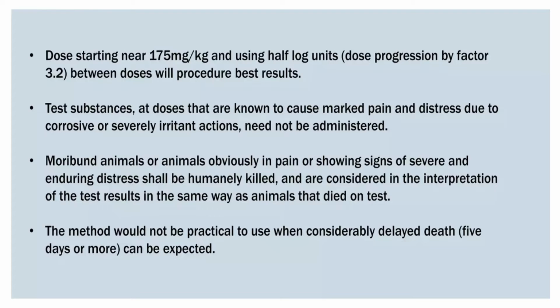After giving this, if you find the animal is surviving, you can go further with multiple applications of the 3.2 dose range. So 175 and the next dose will be 550, and if the animal dies, then you have to reduce accordingly. You have to divide 175 by 3.2, so you will get around 55 mg per kg. That's the way you have to decide what the next dose will be.